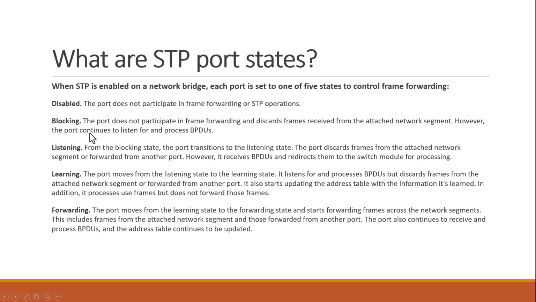The blocking port participates inside the spanning tree, but it doesn't forward any traffic, and if it receives any BPDU, it just processes the BPDU and discards it. It doesn't send it to any other switches. Then we can go to the listening port. From the blocking port we can go to the listening port. When we connect a switch to another switch inside the network, these steps come one by one: the blocking, then the listening.